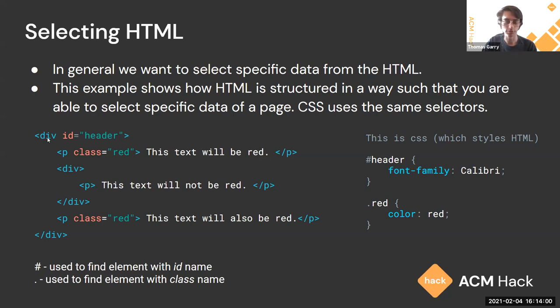And the div means divider. It has an ID of header. So if you ever want to select an ID, you use the hashtag. So anything with ID header, we're changing its font family to Calibri. So all of this is going to have the font Calibri. And as you can see, like I mentioned, without the class name, this is not going to be red, even though it's within the same div.